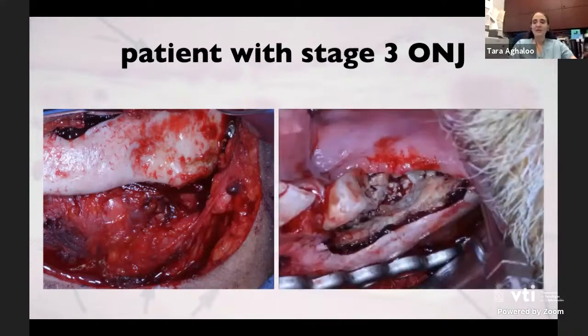And we can see that we either can pre-bend a plate or we can have a custom plate that's made to make the surgery a lot faster. As I mentioned, this is a pretty medically compromised patient. So any way that we can decrease the surgical time is going to be something that is favorable and desired.